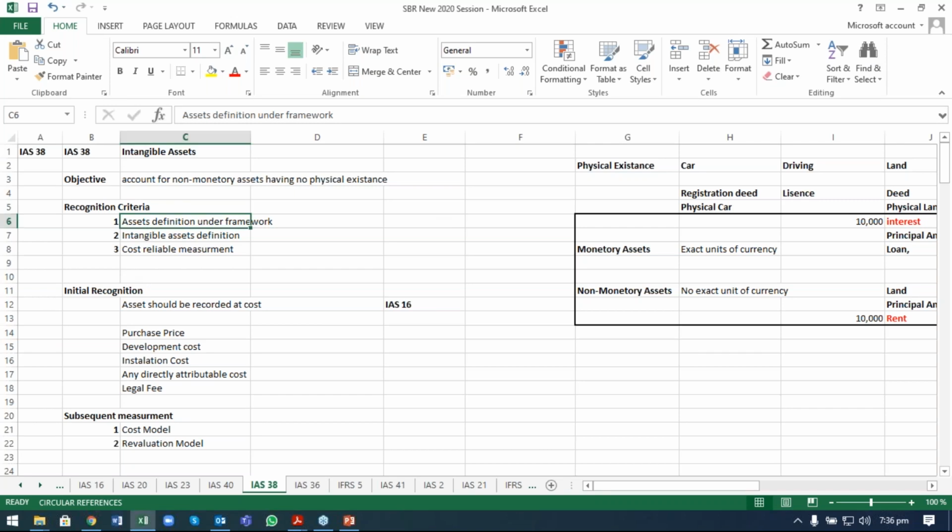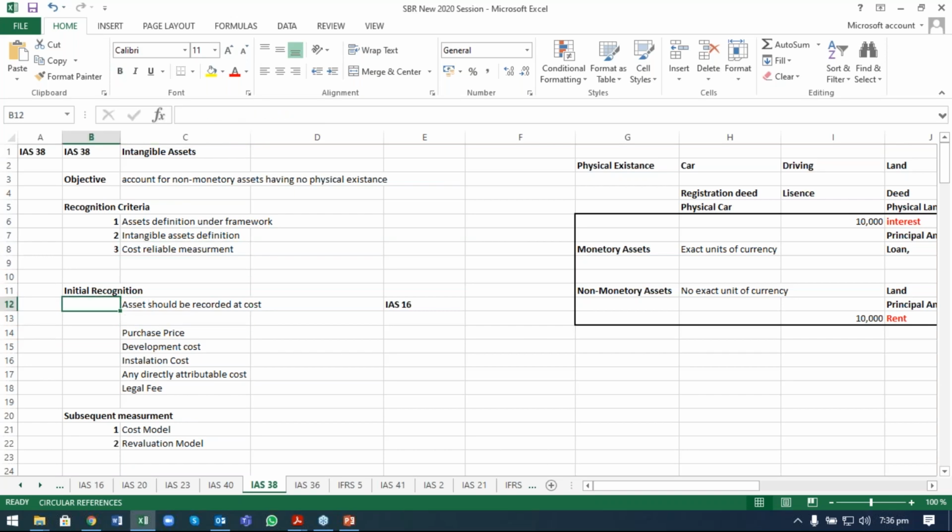Okay, we were discussing IAS 38. I hope everyone is clear what the recognition criteria are. The second thing is, the recognition criteria were: the asset definition in the framework, the intangible asset definition must be met, and the cost of that intangible asset must be reliably measured. How can you recognize it?